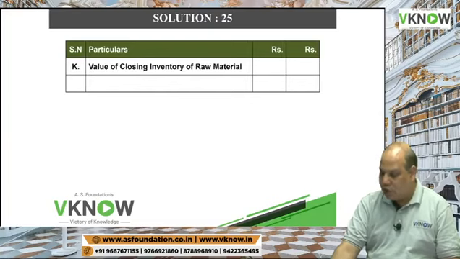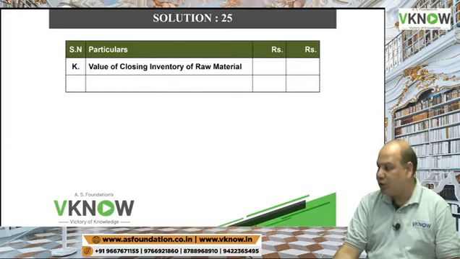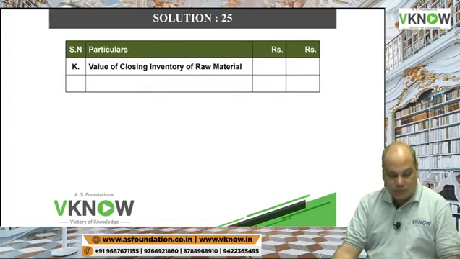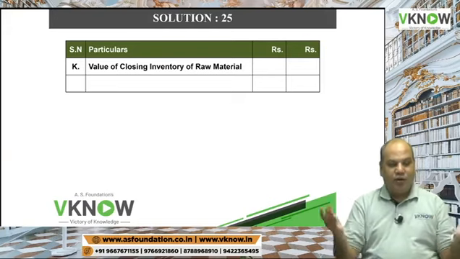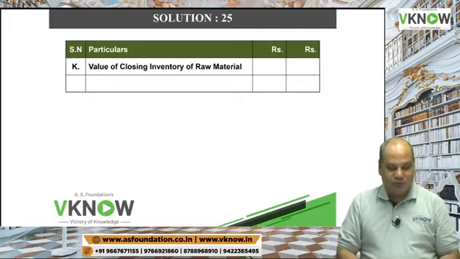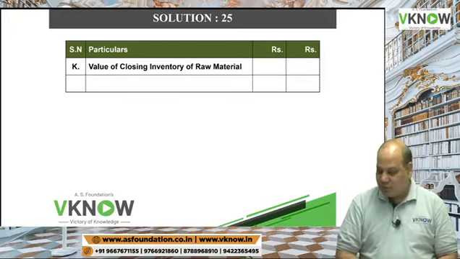Then write down value of closing inventory of raw material. Value of closing inventory of raw material. Tanya is right. Pawar is right. Pawar is always right. How can Pawar be wrong? Pawar is kingmaker.